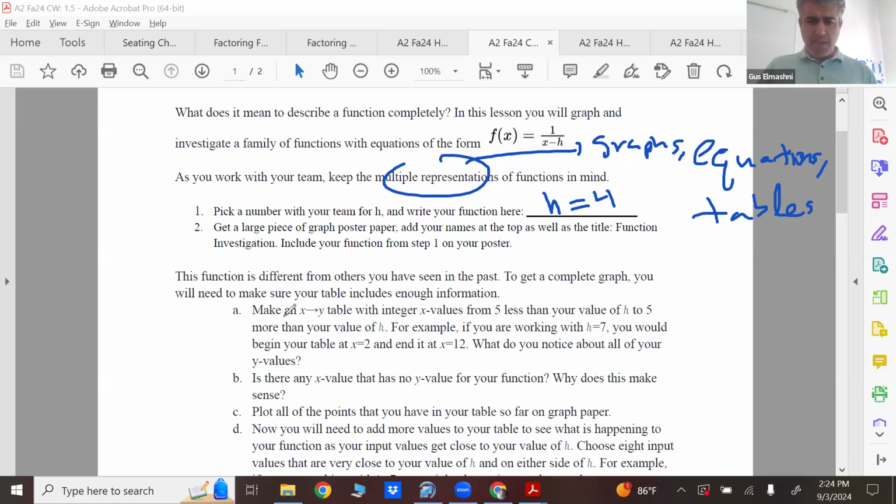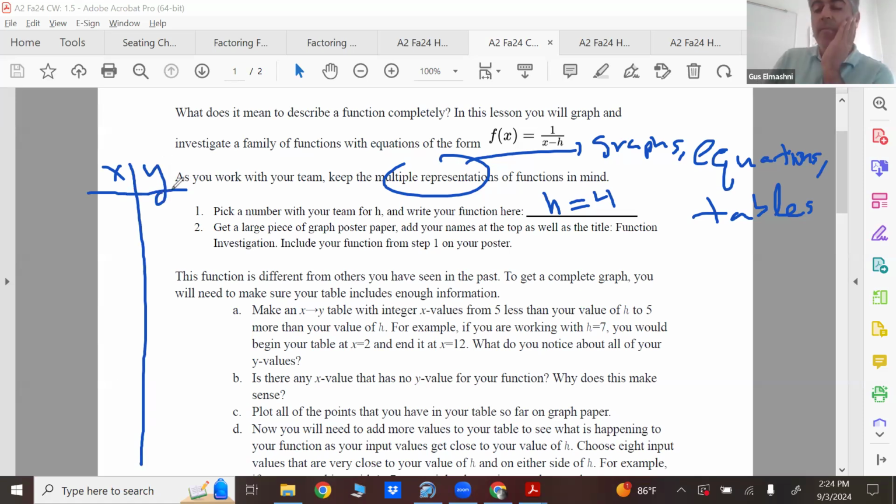So first, I'll make an XY table with integer values from 5 less than your value of H to 5 more than your value of H. For example, if you pick H is 7, you begin with 2, and then notice what you see about all of your Y values. Okay, so I'll do the table off to the side here. I am going to need more space. Let me do it up here. It's going to be a big table.